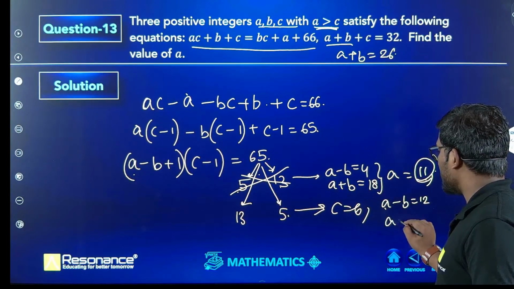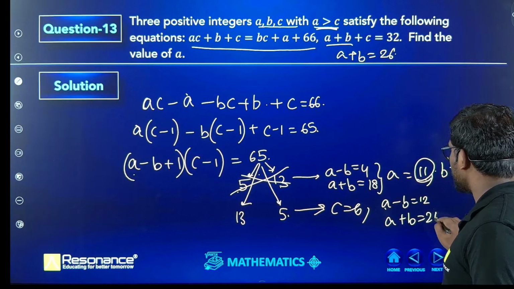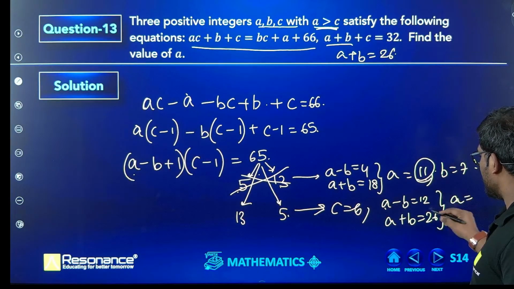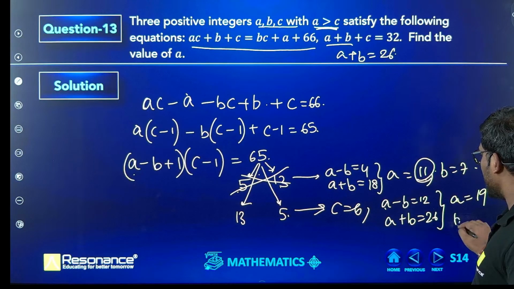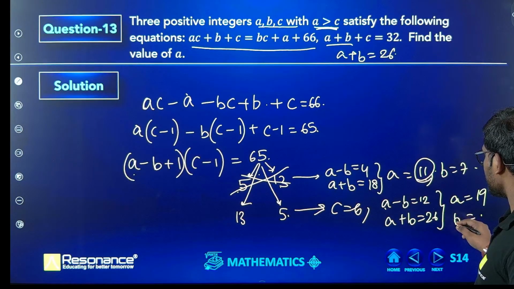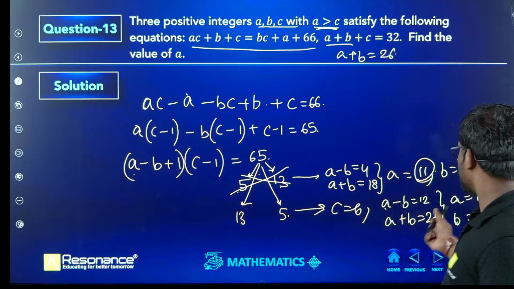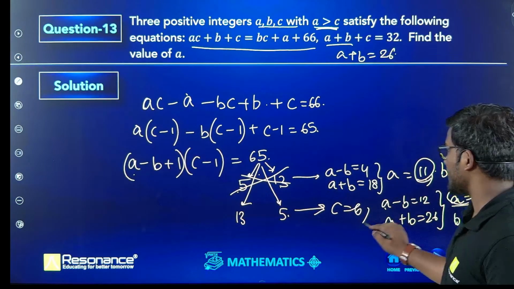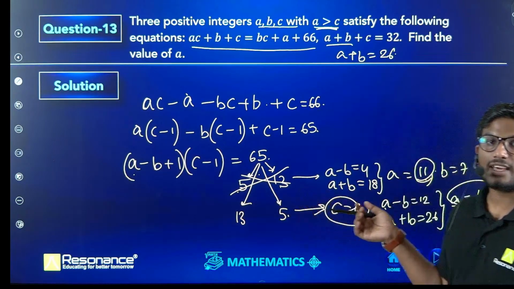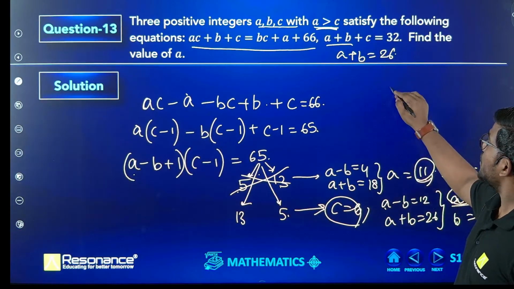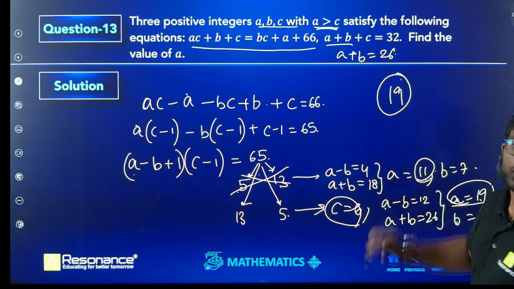A plus b will become 26. And from here we have A is 19 and B is 7. Correct? So this condition, A is 19, C is 6. So A is greater than C. So all the conditions are being satisfied. So the value of A would be 19.